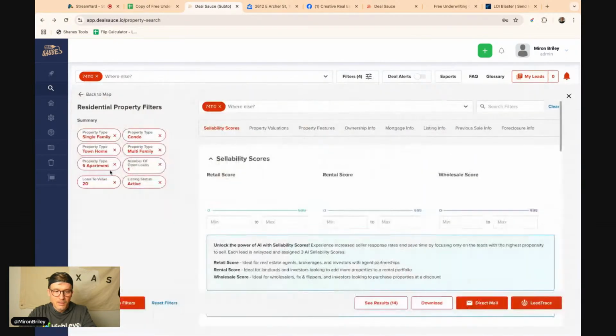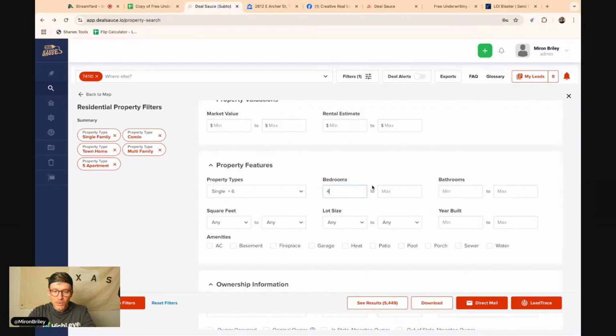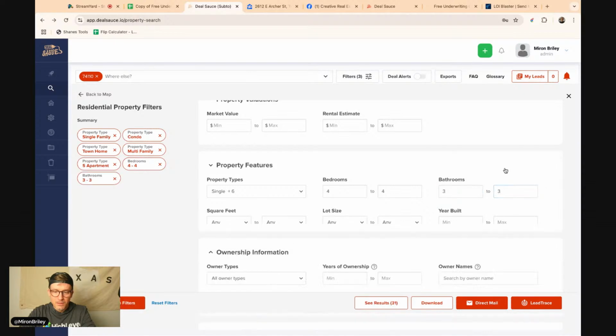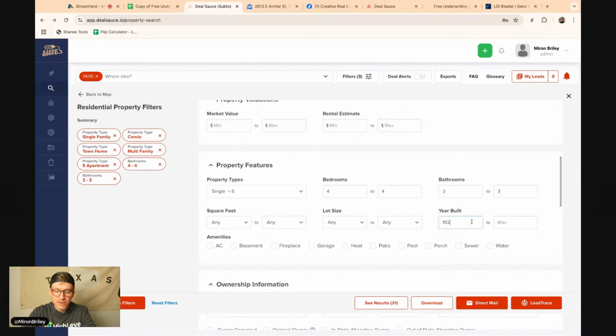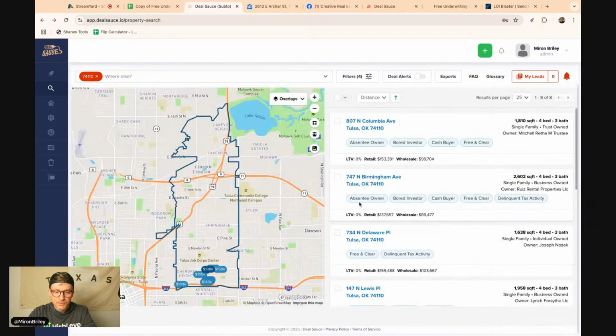Huh. Oh, I got rid of my other stuff. Hold on. Okay, let's do that again. It's a 4/3. And it was built in 1930. All right, cool. Let's see.